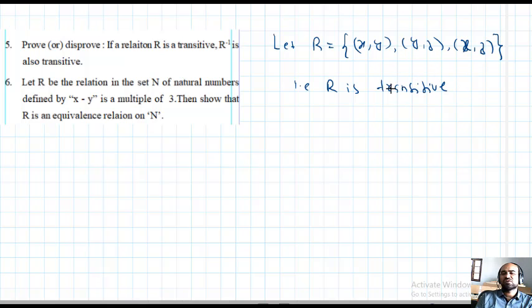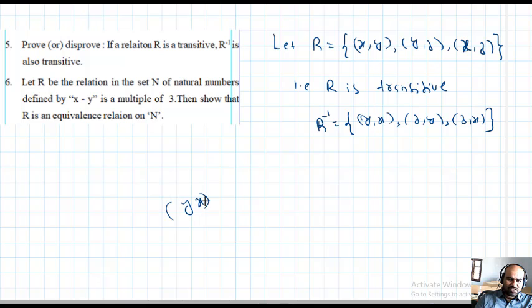I just want to find R inverse. After that, I will verify whether R inverse is transitive or not. So R inverse, what does inverse mean? (y,x), (z,y), (z,x). Now I want to check whether R inverse is transitive or not. I already explained the procedure. (y,x) ordered pair is taken. Now you want to take another ordered pair starting with x, not there. So no need to use (y,x). Next take (z,y).